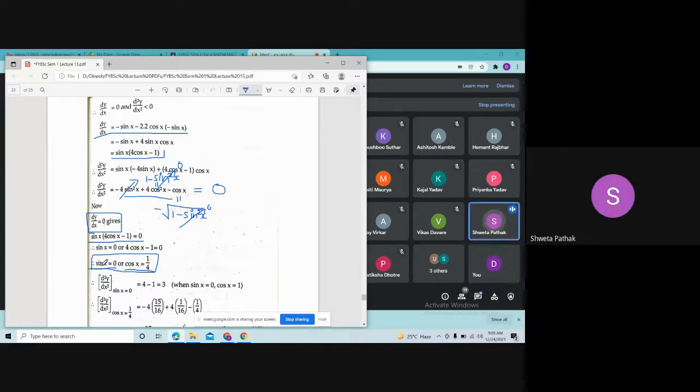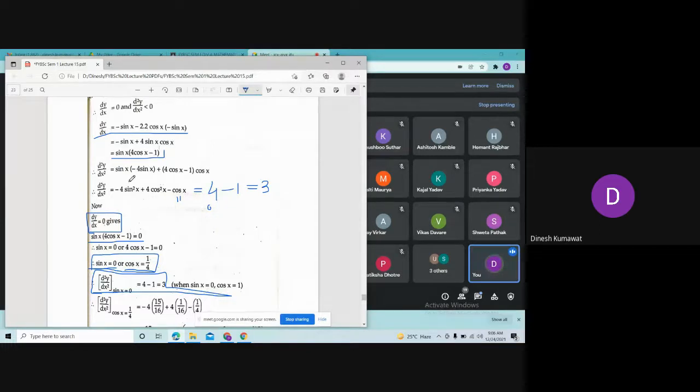Sir, 4 is also written over there, no? Yes, okay. We need to multiply this with 4, right? Yes. So this is 4 minus 1, which is nothing but 3. Okay, which they are getting over here. Is that clear to everyone? Yes, sir. Now convert all this in terms of cos x.